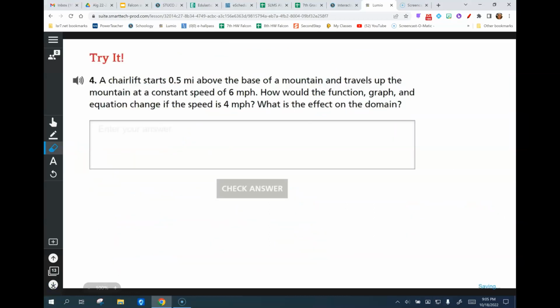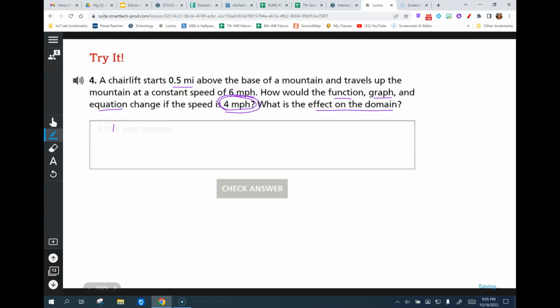Okay. So, a chairlift starts at 0.5 miles above the base of the mountains. This is the same problem, but instead of the constant speed of 6 miles per hour, we want to find out what happens at 4 miles per hour. So how is that going to change the function? How is that going to change the graph? How is that going to change the equation? And it also wants to know, what is the effect on the domain? So let's take care of that.